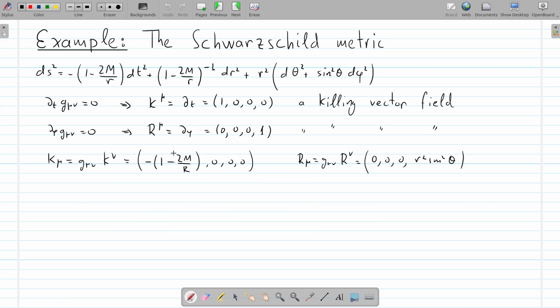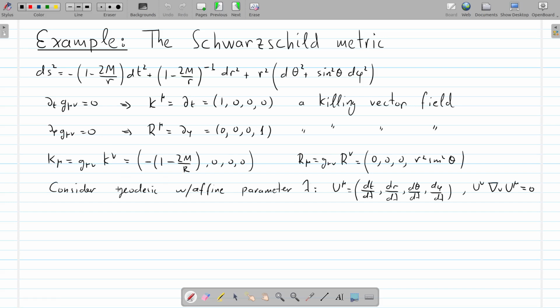In order to compute those quantities, let's compute the components of the one forms obtained by lowering the indices of K and R. So since the metric now is non-trivial, those components are not 1 anymore. Let's also consider a geodesic with affine parameter lambda. Then U del U must be equal to 0, and the explicit components in this coordinate system are given by dt d lambda, dr d lambda, d theta d lambda, and d phi d lambda.